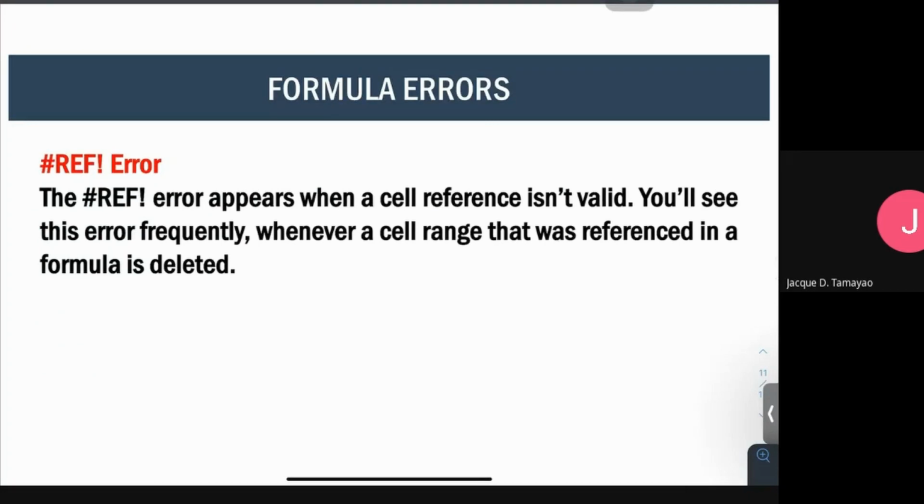Next, we have your ref error. What is a ref error? A ref error appears when a cell reference isn't valid. You'll see this error frequently whenever a cell range that was referenced in a formula is deleted. So this happens if there is an error in a particular reference, whether that is a reference from a cell, a worksheet, or another workbook. Those are the reasons for your ref error.